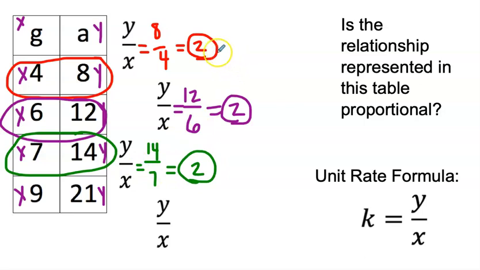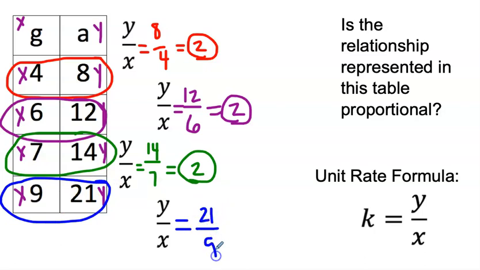And you might be asking, why are you continuing on? And that's because you have to check every point. Let me show you what I mean. The y in this case is 21, the x is 9. 21 divided by 9 is not 2. Let's see what we get once we reduce it.